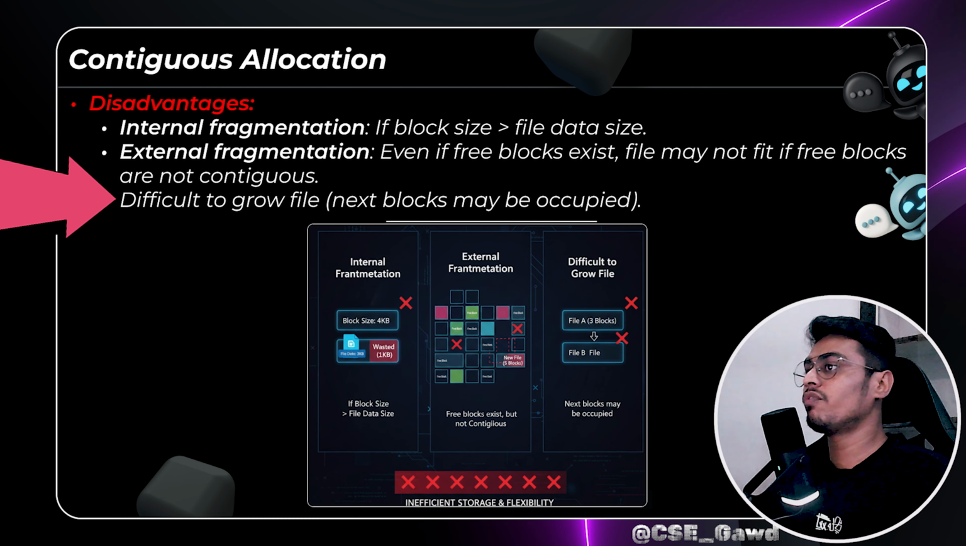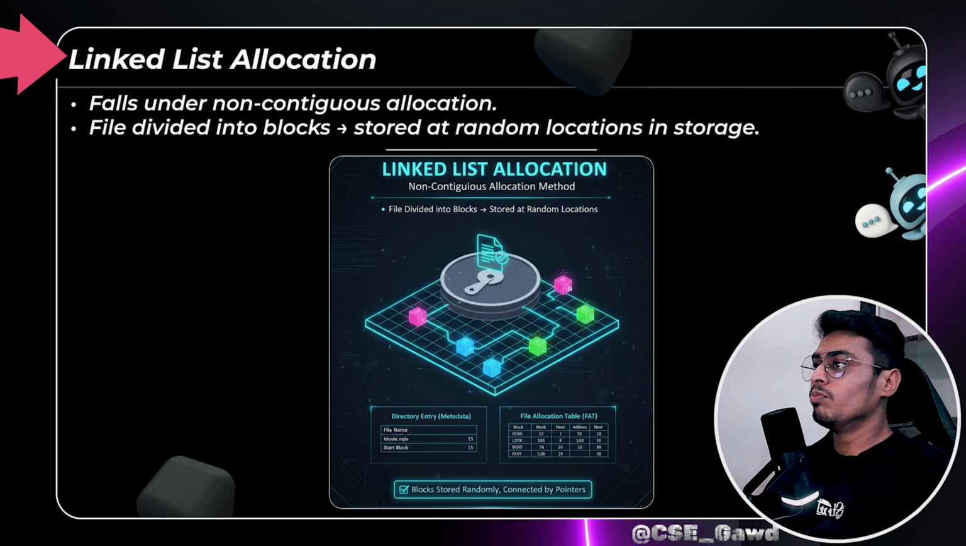Another disadvantage is that it is difficult to grow the file. If the file size increases, I cannot provide space for the data. Why can I not do that? Because the next location is full. So those were the disadvantages of contiguous allocation. Now moving forward to linked list allocation. Let's start with linked list allocation.